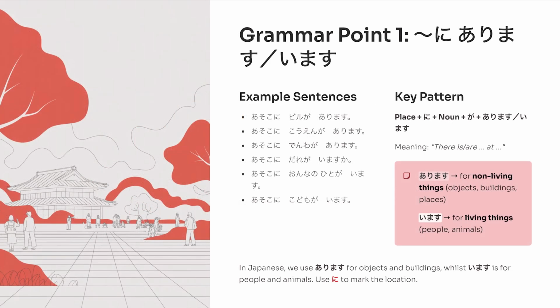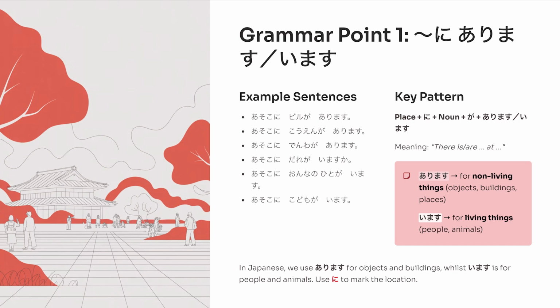Let's begin with one of the most important grammar patterns in Japanese, あります and います. Both verbs mean there is or there are, but they are used in different situations. Use あります when talking about things that are not alive, such as buildings, parks, telephones, books, or furniture. On the other hand, use います for living things, including people and animals.